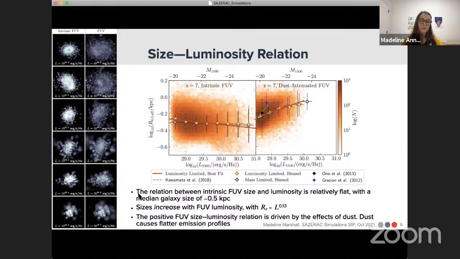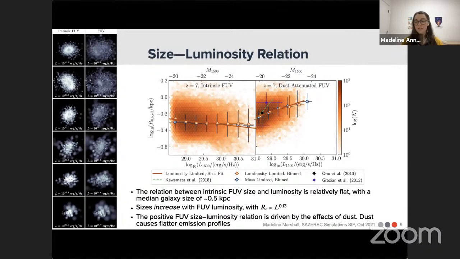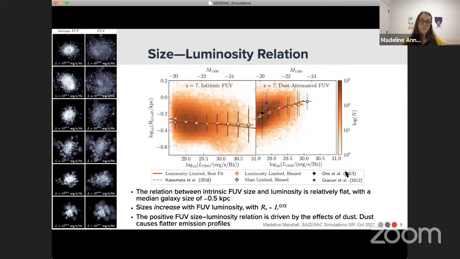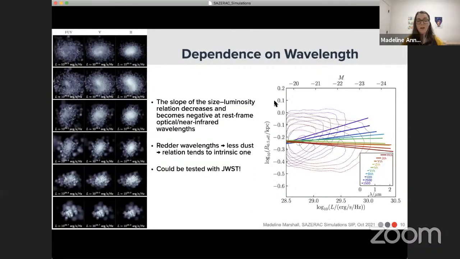And so if we think that this positive size luminosity relation is driven by dust, you might ask, well, how then does the relationship depend on wavelength? So here we have the half light radius as a function of luminosity again. These are lines of best fit for different filters ranging from the far UV in the purple all the way to the H band in the red. And so the contours show the distribution. So the purple was the far UV and then the red is the H band.